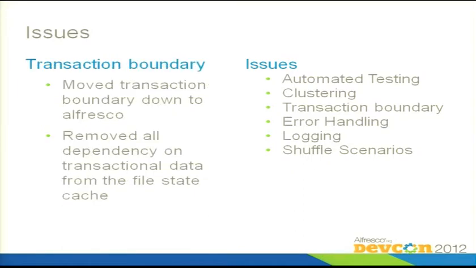I've also mentioned the transaction boundary. The transaction boundary moves down to Alfresco. So for each CIFS operation, there will be a begin, the CIFS operation will finish, and there will be an end. And all transactional data has been removed from the file state cache, so we don't cache stuff that we shouldn't.